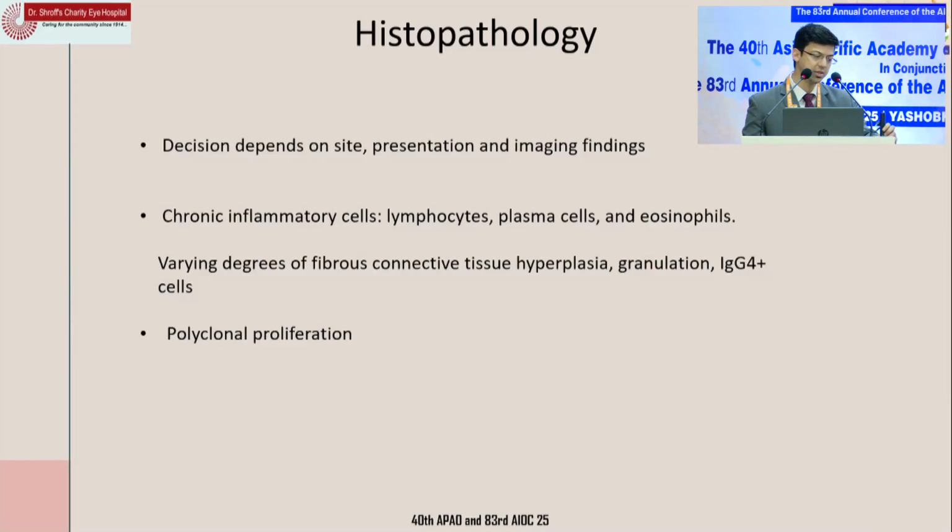And histopathology will invariably reveal chronic inflammation with lymphocytes, plasma cells, eosinophils, and varying degrees of fibrosis. Sometimes granulation or IgG4 positive cells may be noted. But the most important thing is that the proliferation is always polyclonal.